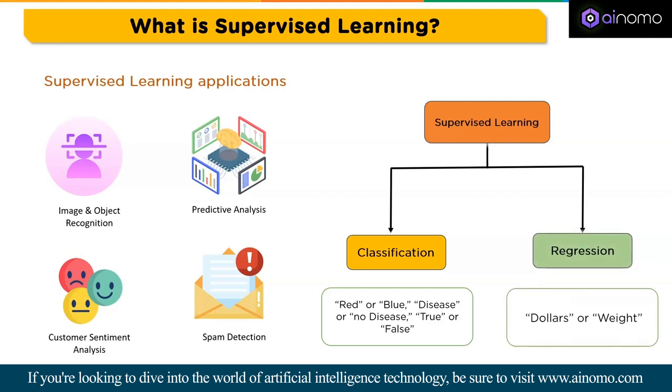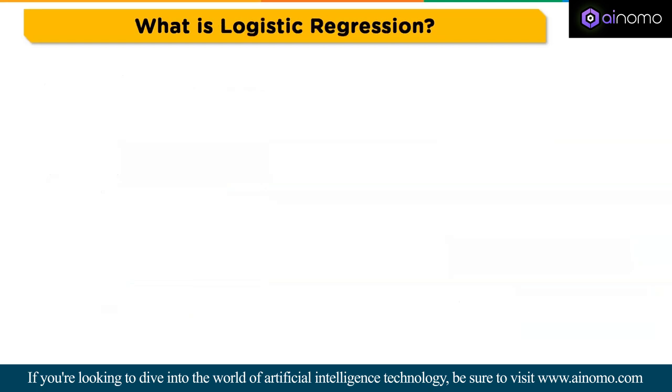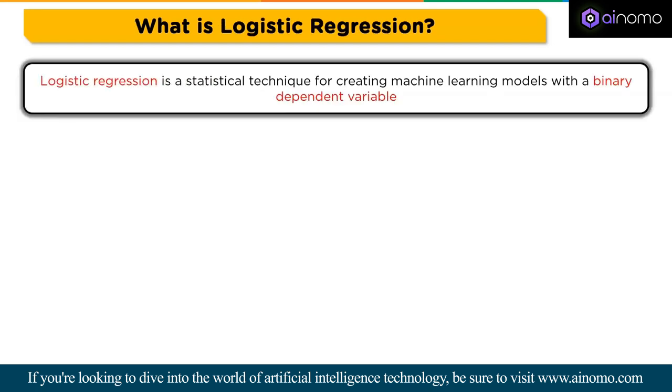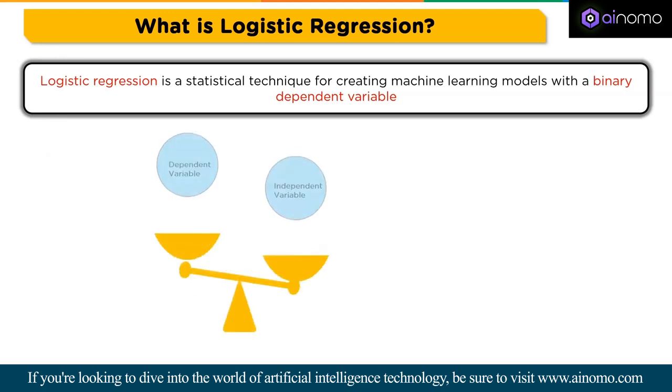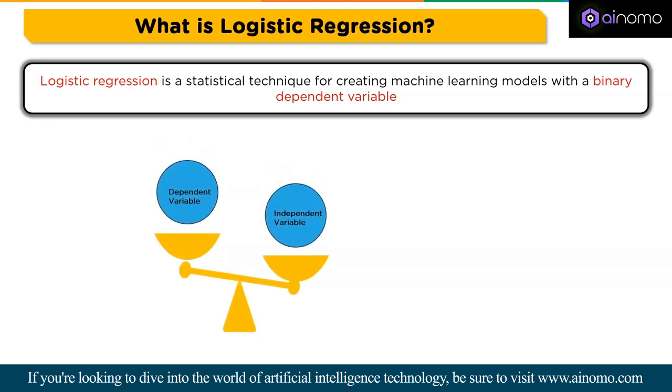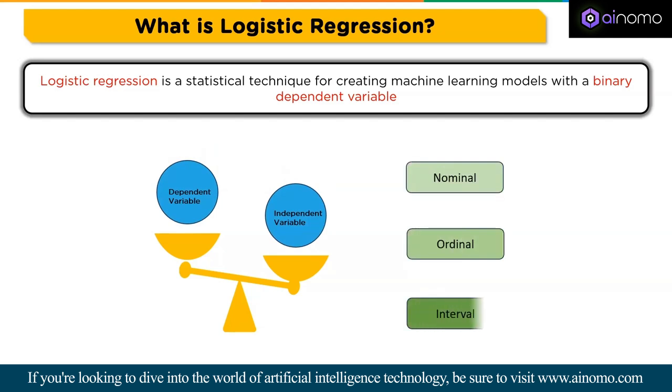So now let's move forward and have a look at what logistic regression is. Logistic regression is a statistical technique for creating machine learning models with a binary dependent variable. It describes the relationship between two variables, a dependent variable and one or more independent variables, which can be nominal, ordinal, or interval types. This method employs the logistic function, also called the sigmoid function, with output values constrained between 0 and 1.